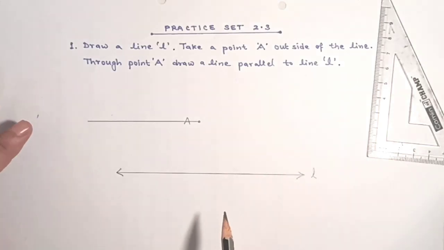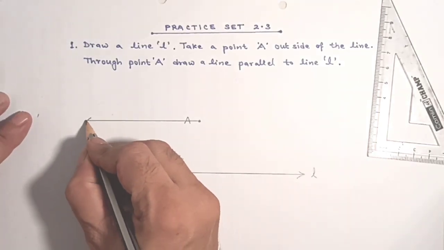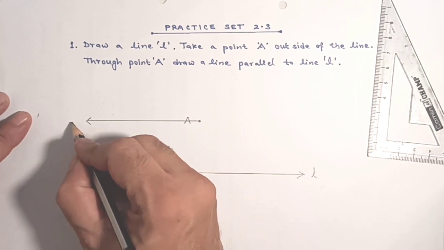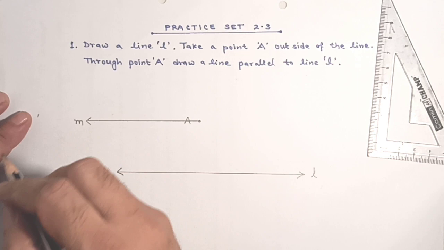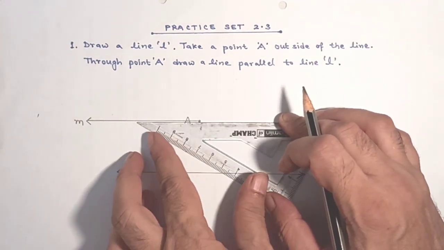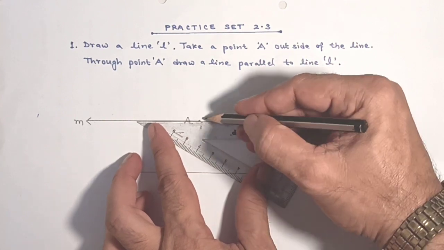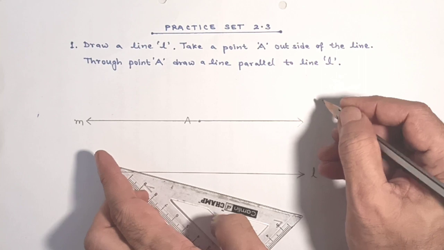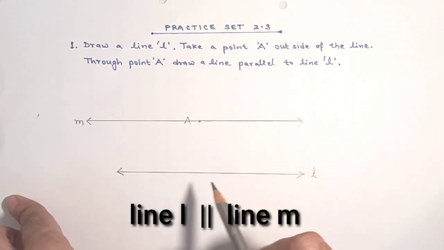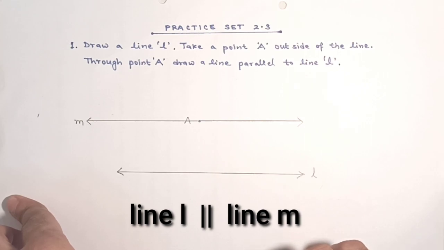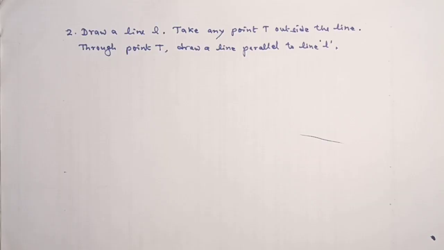Now look at this. This line is parallel to your given line L. Mark it as M. You can extend this line to other side and put arrow mark. That completes your construction. Now you can see that line M and line L, they are parallel to each other. Let's go to the second question.